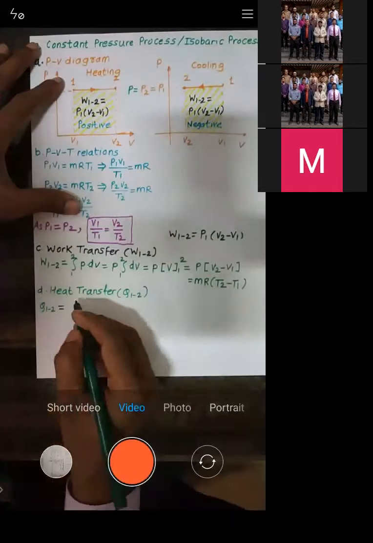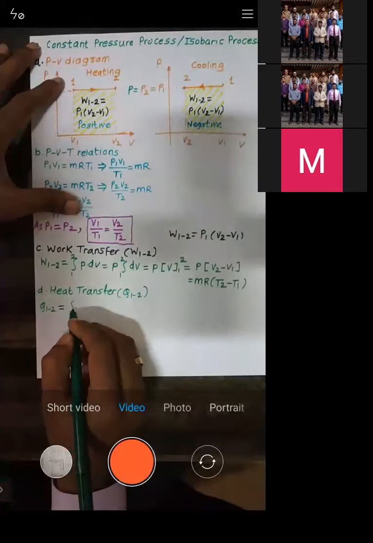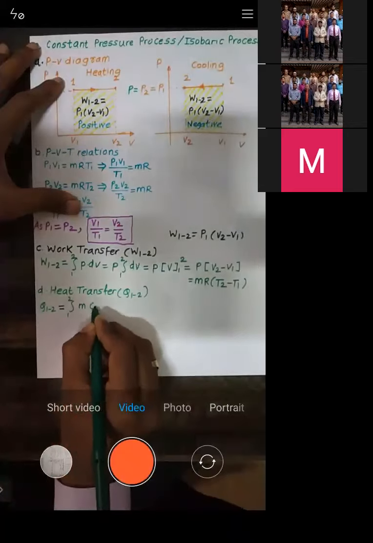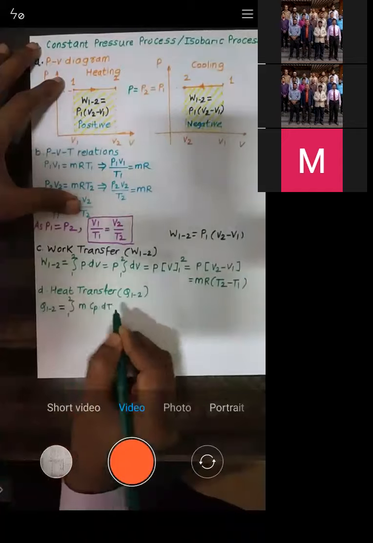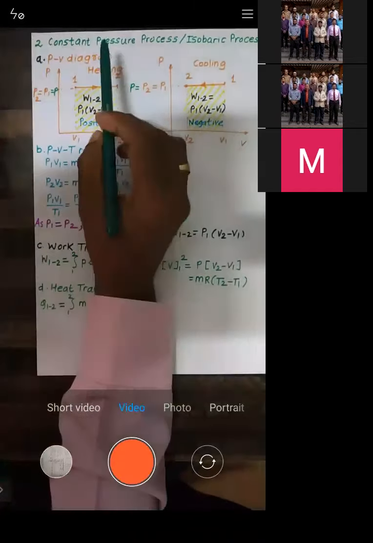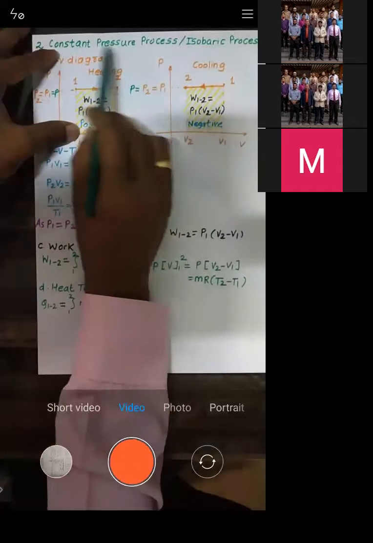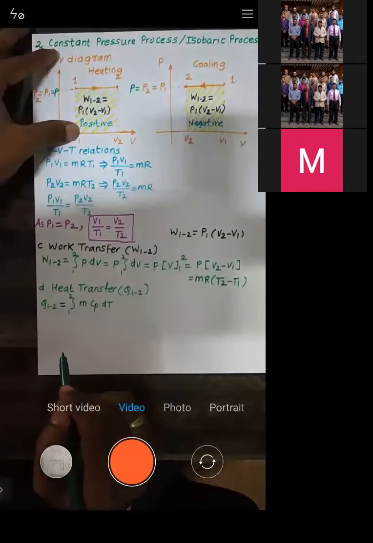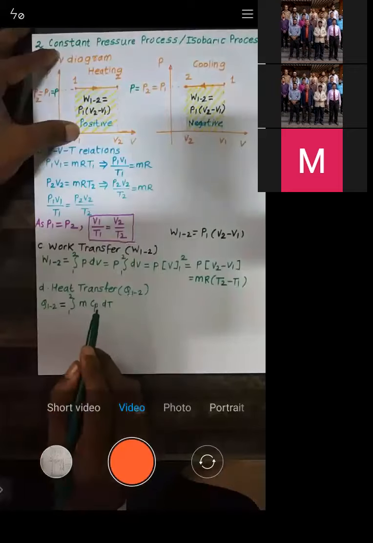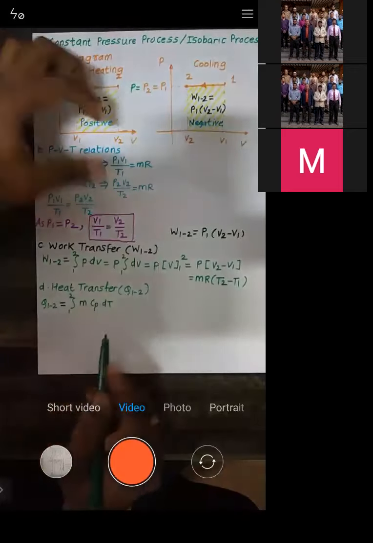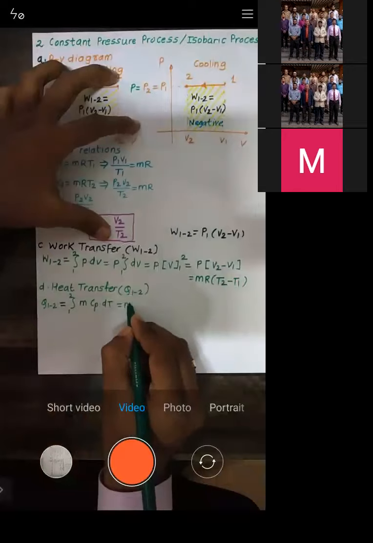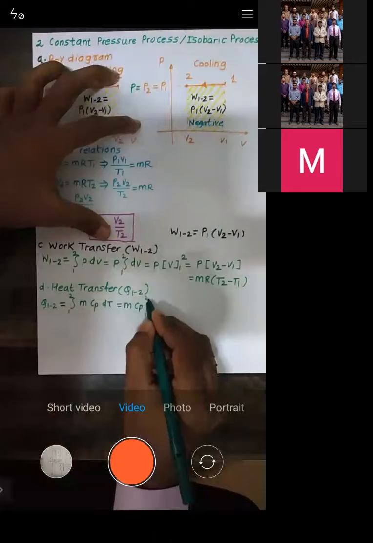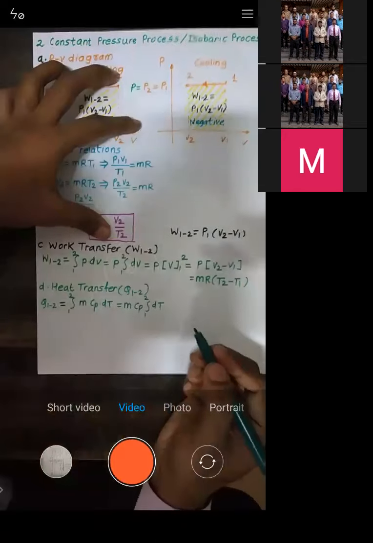So the formula for heat transfer is the integration from 1 to 2 of mCp dT. Try to understand. Because the process is done at constant pressure, the formula is mCp. If the process is done at constant volume, it is mCv. So mass is constant, Cp is also constant. Now we'll integrate from 1 to 2 for dT, the change in temperature.